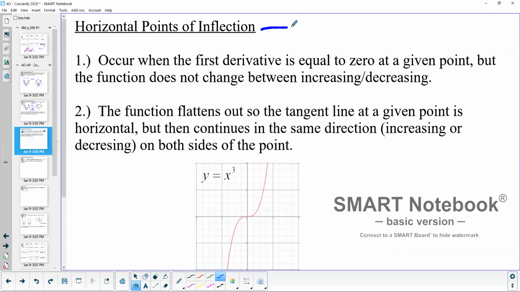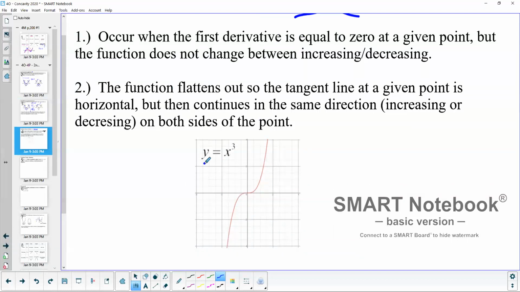Now, just so you're not confused, IB is international, so you will get some unique spellings. From now and then, you'll see inflection with an X. We will not do that. I believe that is the British spelling of inflection, but just know that you will see some interesting spellings now and then. And so what is a horizontal point of inflection?